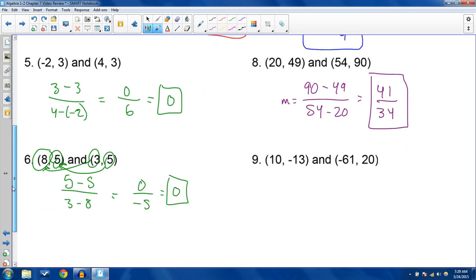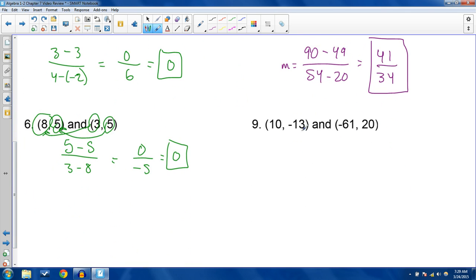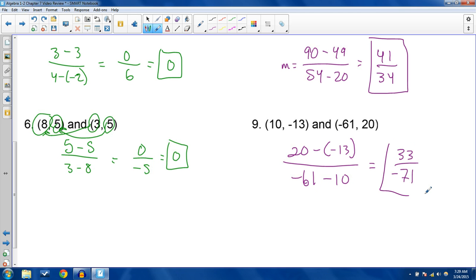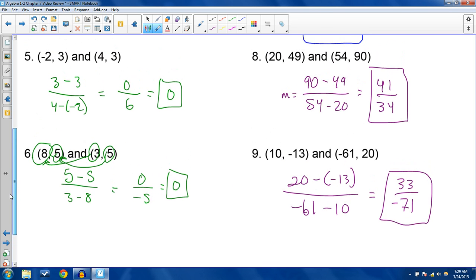So 41 over 34. And finally here, I have 20 minus negative 13. Notice how I use the parentheses for that. I'm very much a stickler when it comes to negatives like that. And negative 61 minus 10. This is 20 plus 13, which is 33. Negative 61 minus 10 is negative 71. And once again, I do not believe that reduces. Negative 71, I believe, is a prime number. So there you go. Those are those problems.